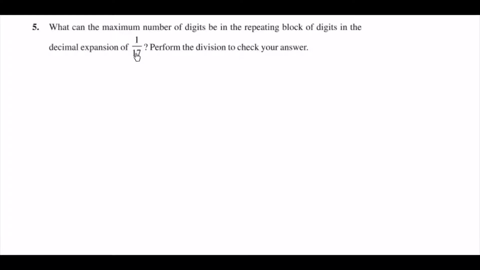So here you have to perform the long division and then check the maximum number of digits in the repeating block of digits. That means when you do the long division for 1 by 17, you get a decimal expansion that is non-terminating and repeating. You have to tell the maximum number of digits that are repeating in the repeating block of the decimal expansion. So let's perform the long division.